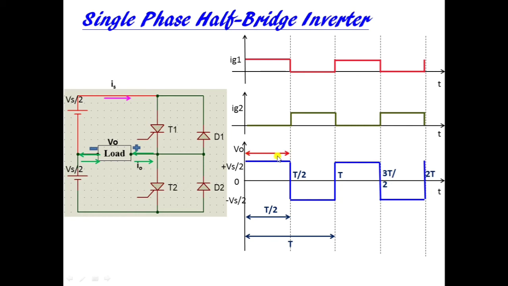For this time period 0 to T by 2, thyristor T1 is turned on. For this time period T by 2 to T, we have thyristor T2 turned on. Again here T1 is turned on. Again here T2 is turned on. Okay.